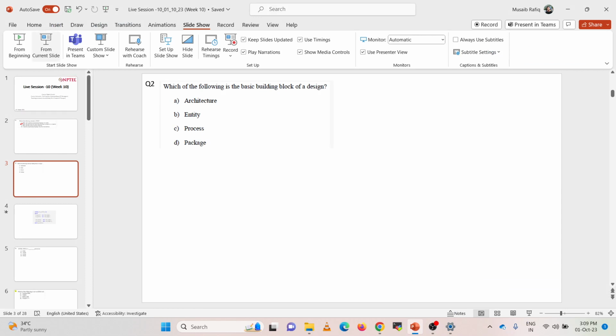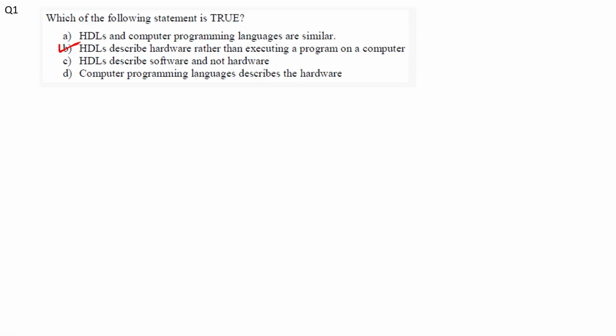So to the participant that joined late, I discussed one question. This was, which of the following statements is true? HDL and computer languages are similar. HDL describes hardware rather than executing a program on a computer. HDL describes software and not hardware. Computer languages describe the hardware. So the correct option to this question was: HDL describes hardware rather than executing a program on a computer.